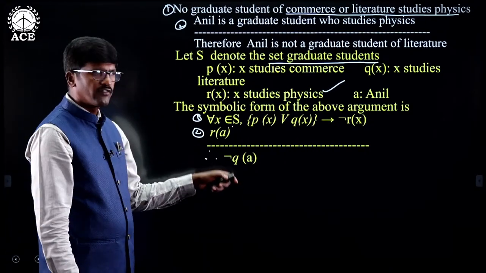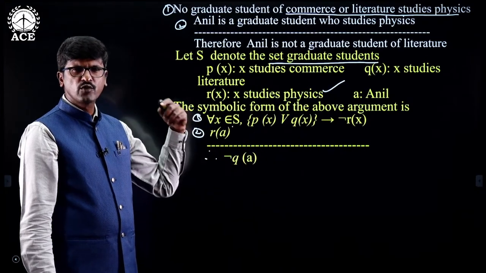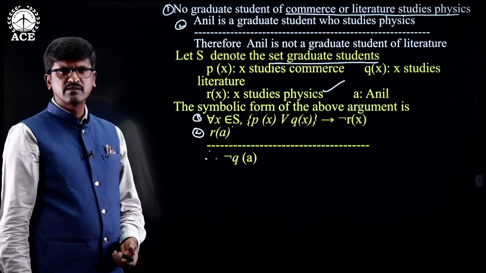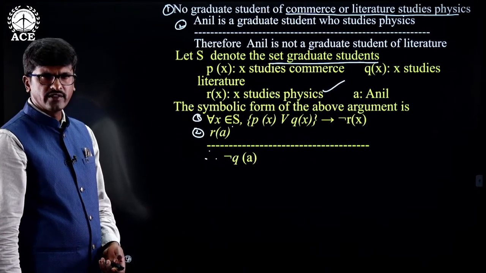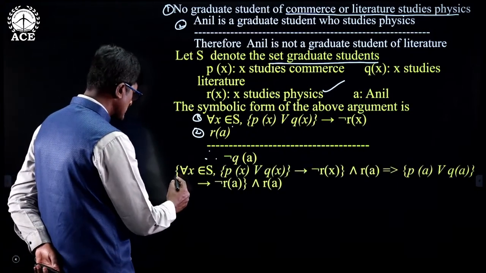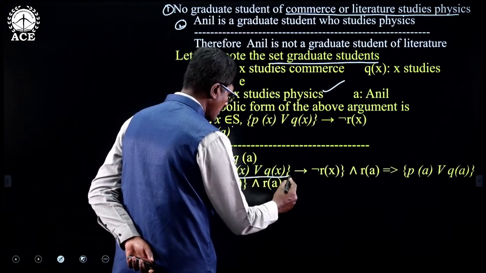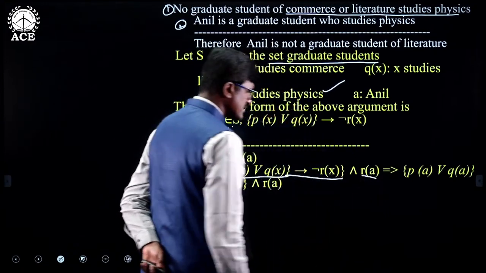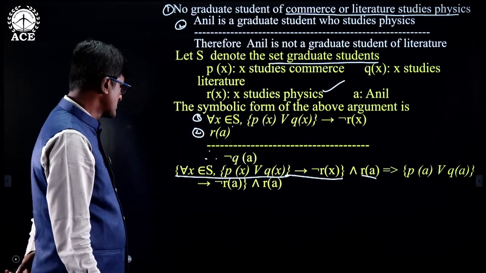Now with the help of laws of logic and truth values of the quantified statements, you have to verify whether this argument is valid or not. So I am taking the conjunction of the premises. This is one premise, and this is the other premise. I have taken the conjunction of these premises.